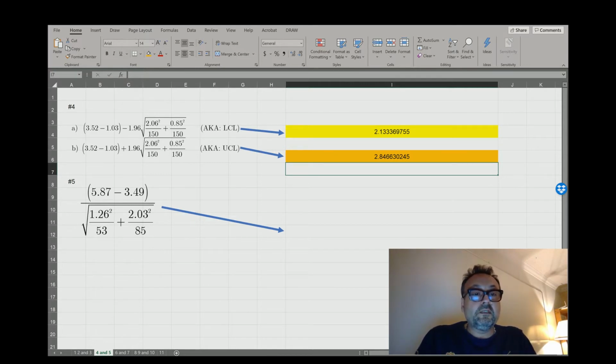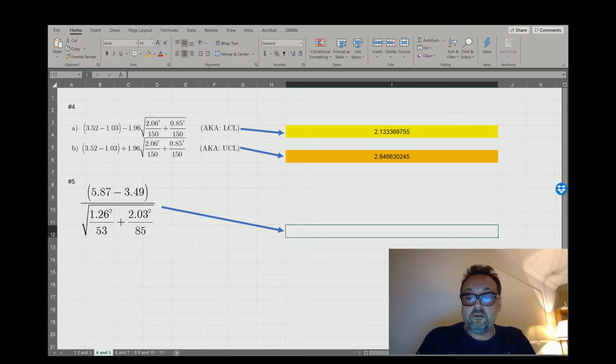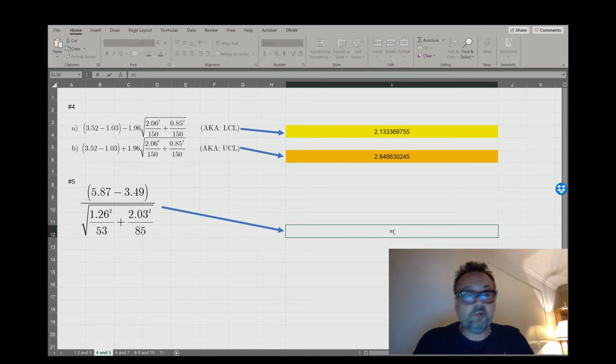Alright, well, you do this one the same way. So you just type equal to, again, 5.87 minus 3.49, close parentheses, divide by the square root of 1.26 to the power of 2, divide by 53, plus 2.03 to the power of 2, divided by 85.